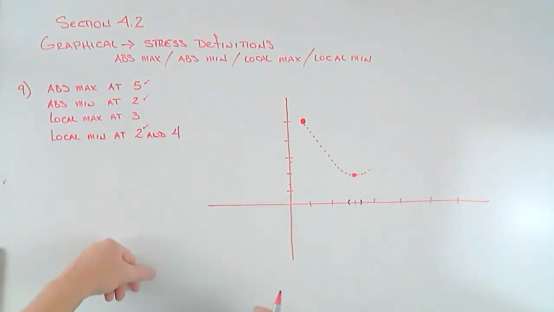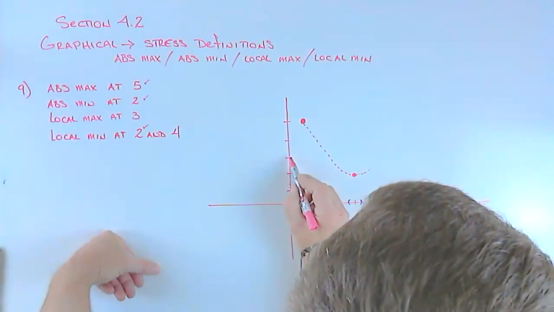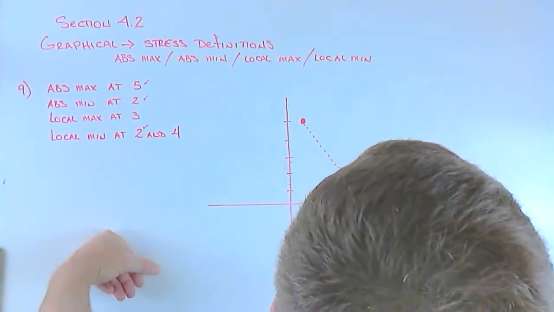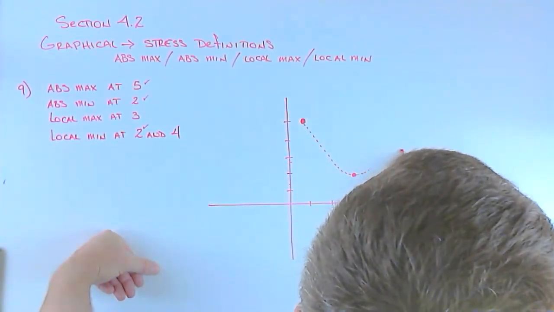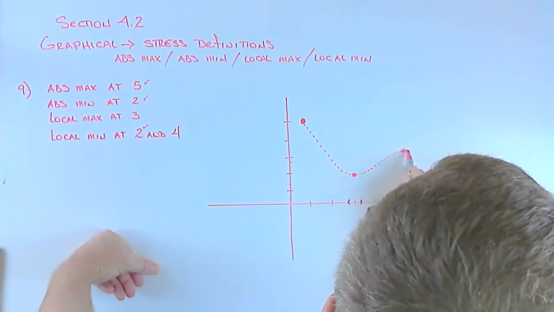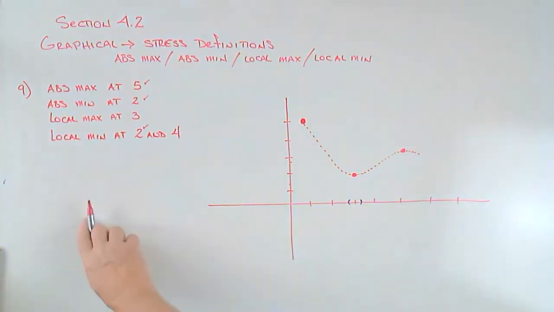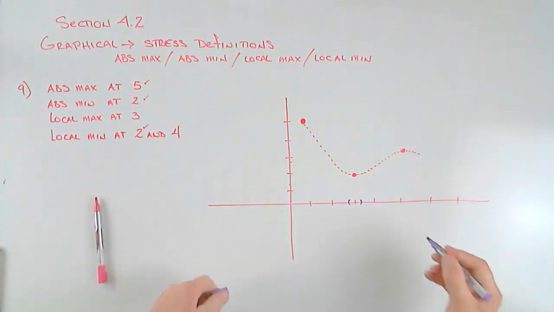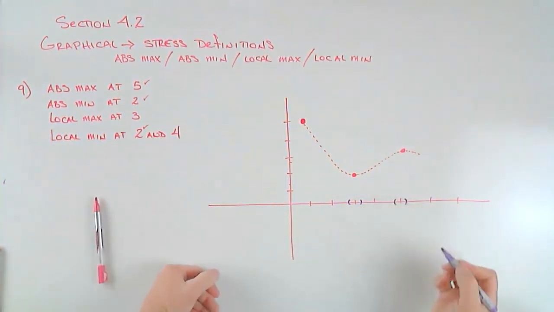Now we need a local max at 3. 3 is here, right? So over here we'll make a local max. So my graph's going to continue up. Now it's going to continue down. That's a local max because that's the largest y value in an open interval about that x value.